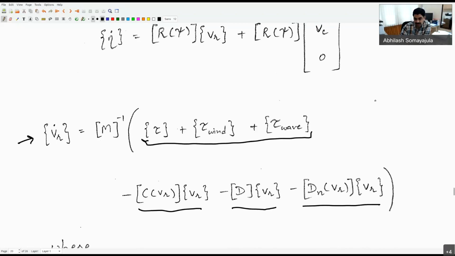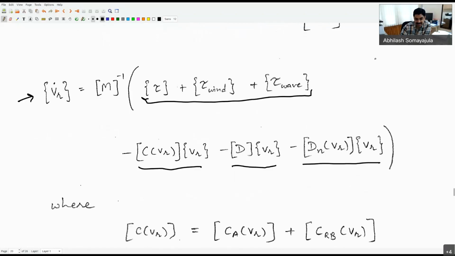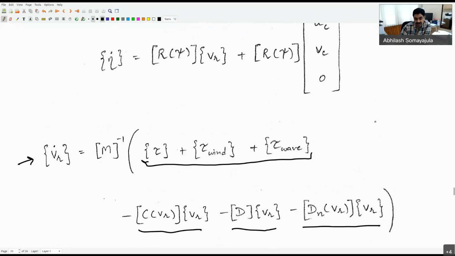Everybody with me so far on this? All right. So now this is a so-called state space formulation for us. So we can now write this and express them in a MATLAB ODE45 and actually can solve them, right?